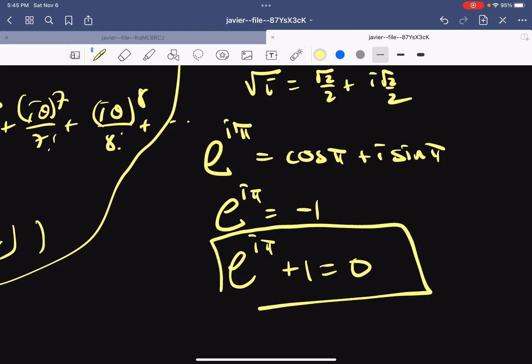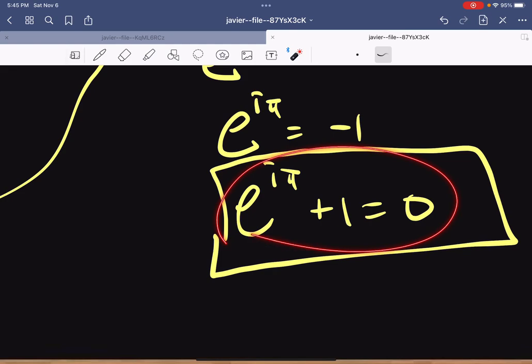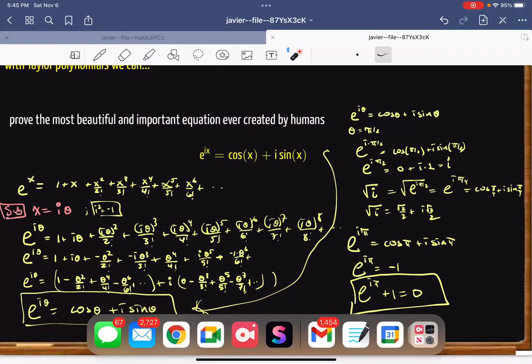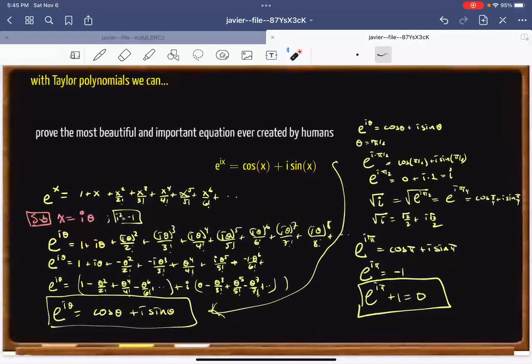And this, my friends, is one of the most celebrated equations ever because it contains some of the most important constants in life. You got 0, you got 1, you got e, you got i, you got pi. Anybody who is somebody is here in this equation, in the world of constants. So it's a real, real nice treat to be able to have enough ideas to prove what many call the most beautiful equation ever written by humans. Humans with our 3.5-pound brain.